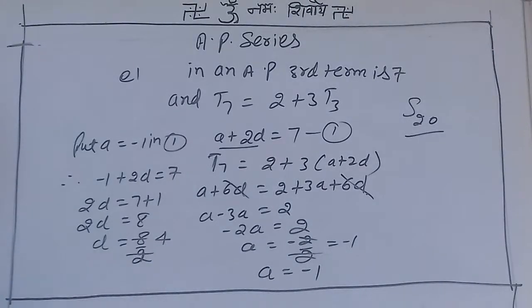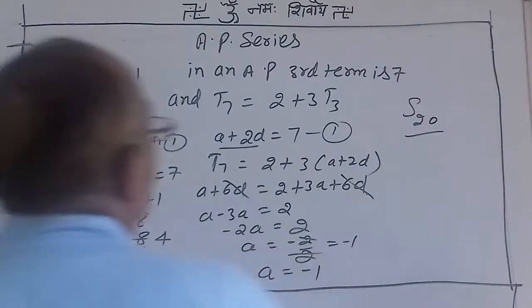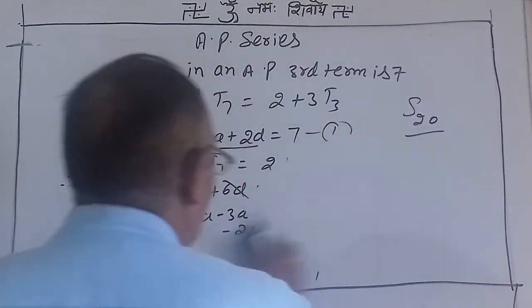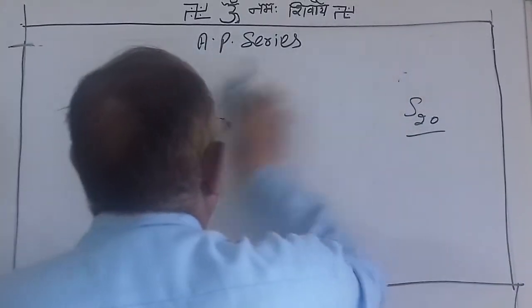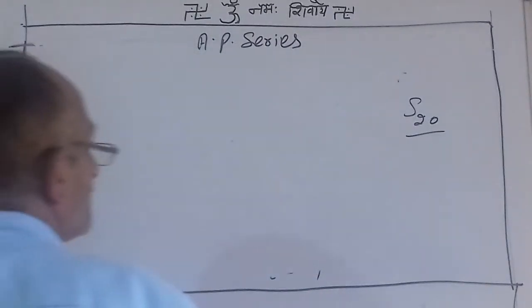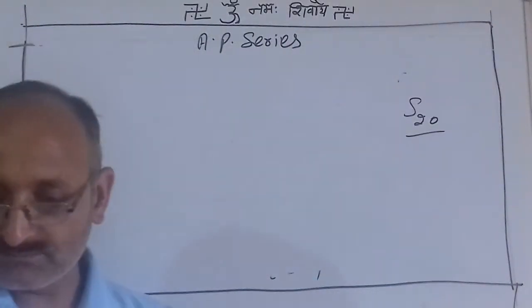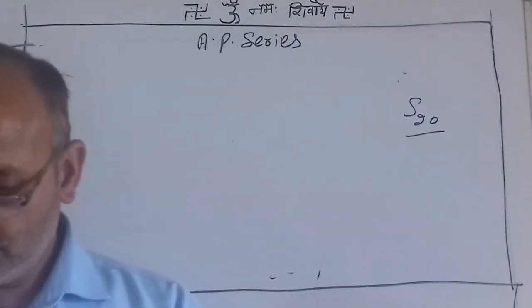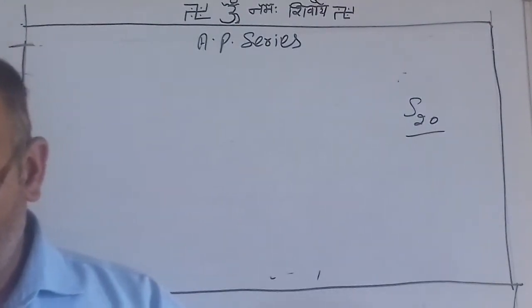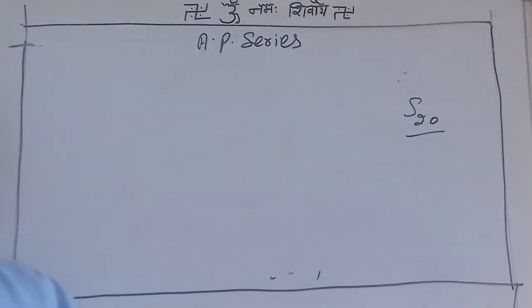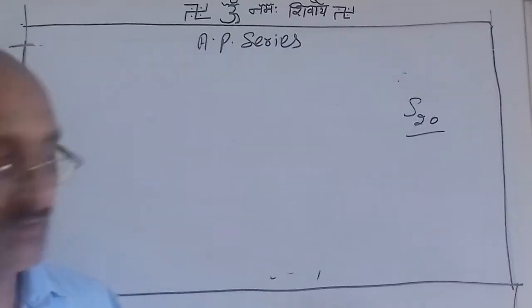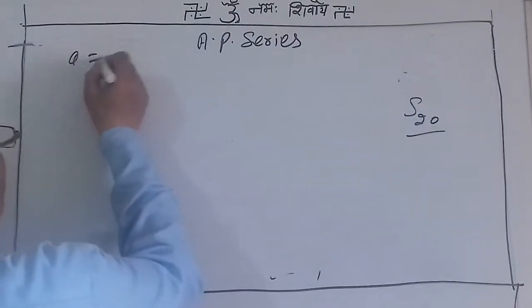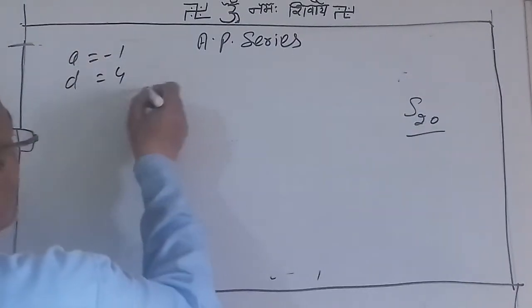Now we have to find the sum of 20 terms, S20. In this case, we have a is equal to minus 1 and d is equal to 4.